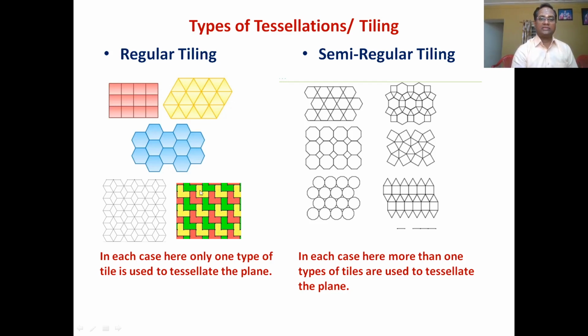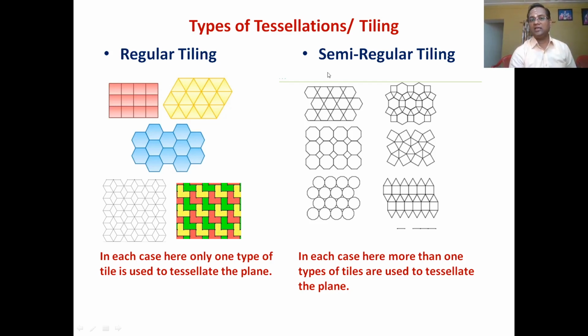Here you can see an L-shaped tile, and all the tiles are of the same shape. These are called regular tessellations or regular tiling, because one single type of tile is used. Now coming to semi-regular tiling.